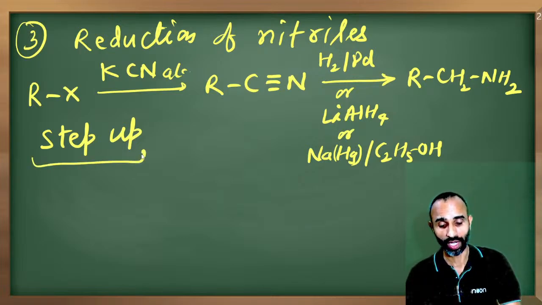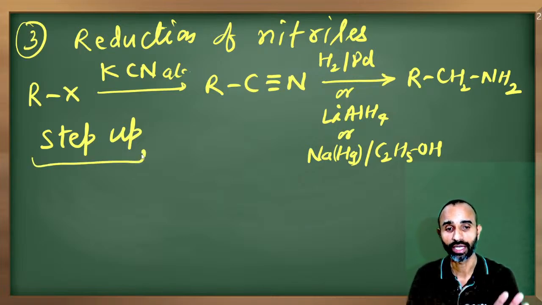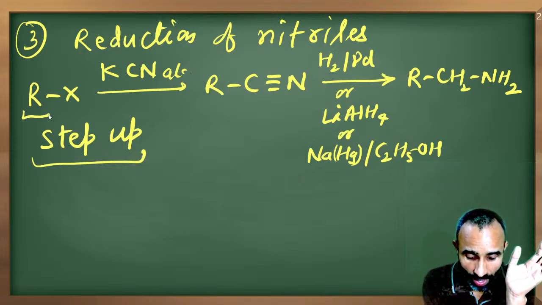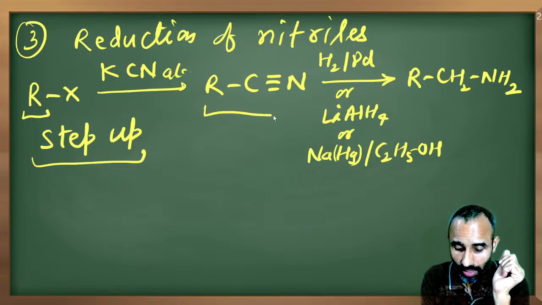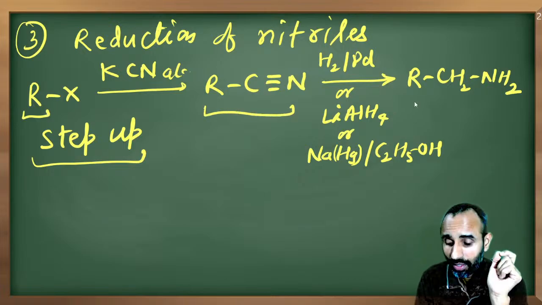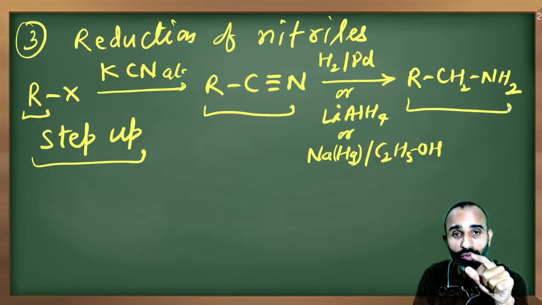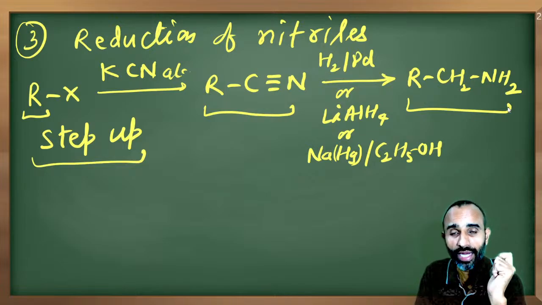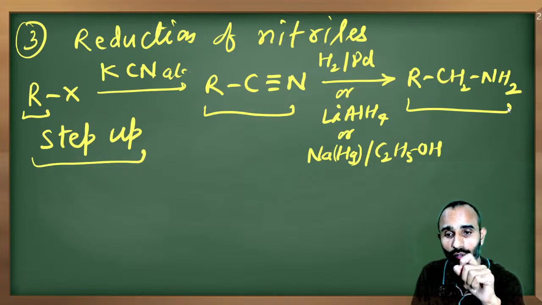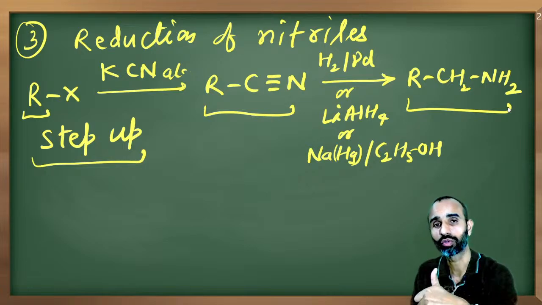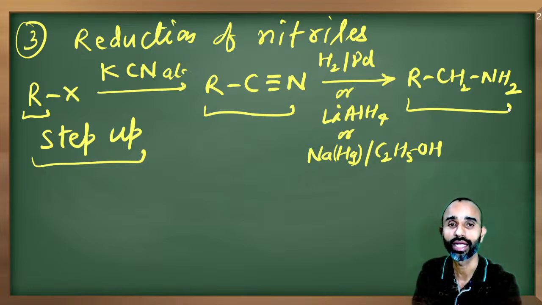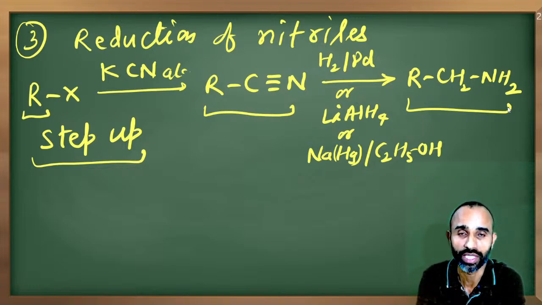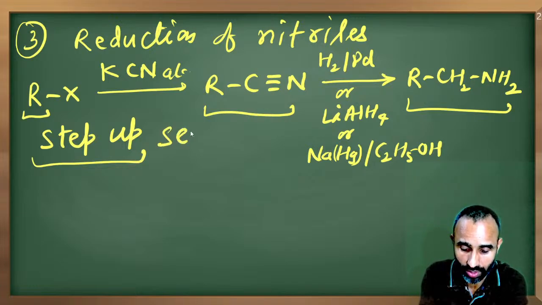So this method is used to step up, because you know alkyl halide has, let us say, R group, and in cyanide there is one more carbon, and in amine again there is one more carbon than alkyl halide. So whenever amine is formed with one carbon atom more than the alkyl halide, we will use this method. So this is used to step up the series.